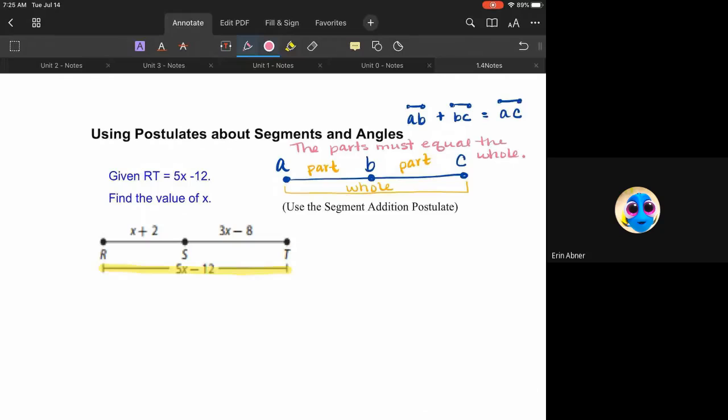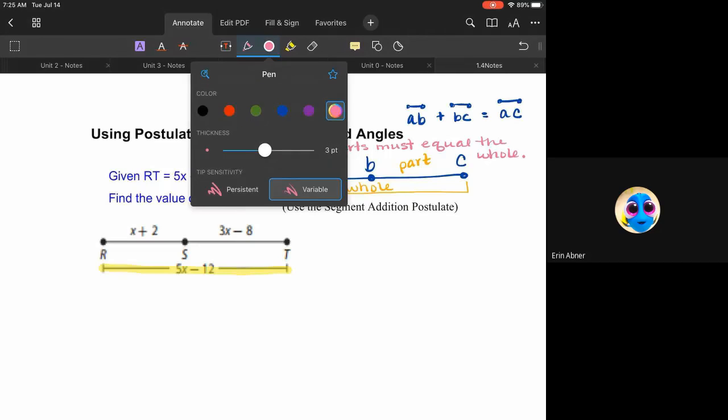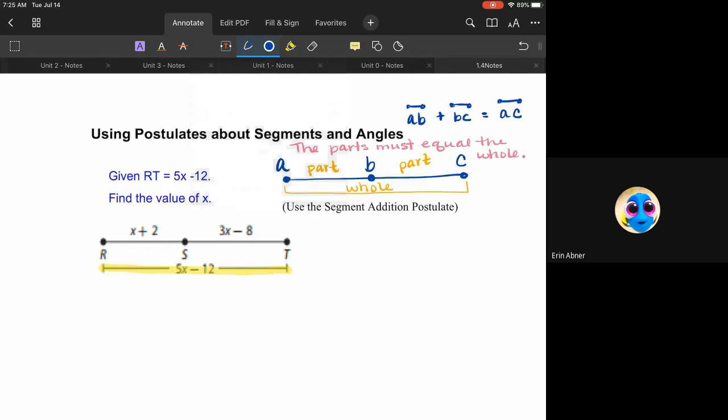Okay. So since our parts have to equal our whole, it says use the segment addition postulate. So we're going to add some segments. So let's look at this. Okay. So RS plus ST, right? Those are our parts, is equal to RT. Okay. Imagine those are all closed circles because apparently when I've drawn them, they're opening. Anyways, so now I'm going to substitute these values.